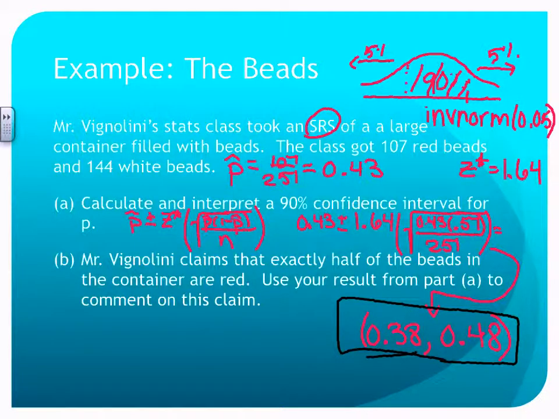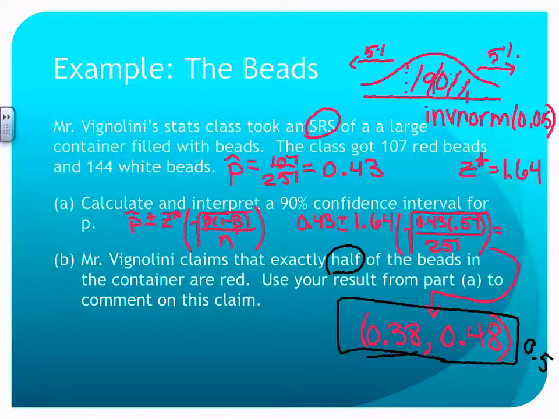0.5 is not in that interval. So he claims that half, so 0.5. 0.5 lies outside of this interval, okay? So because 0.5 is not contained in the interval, it is not a plausible value for p.